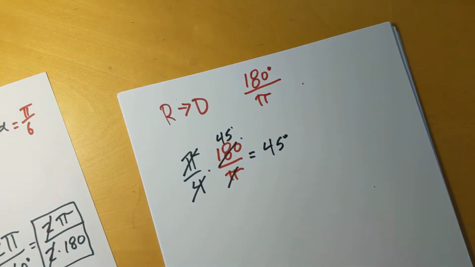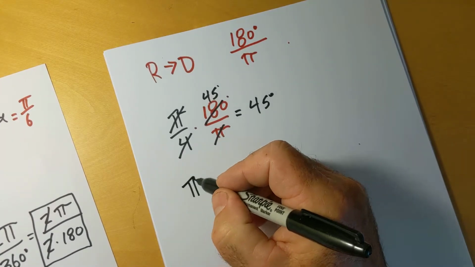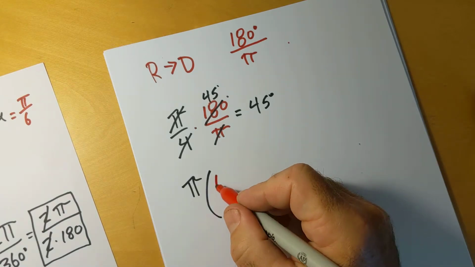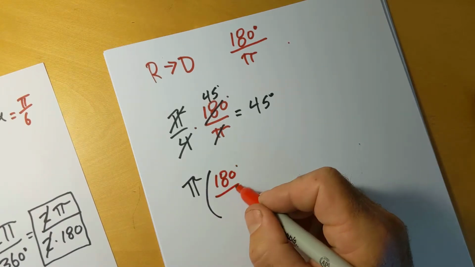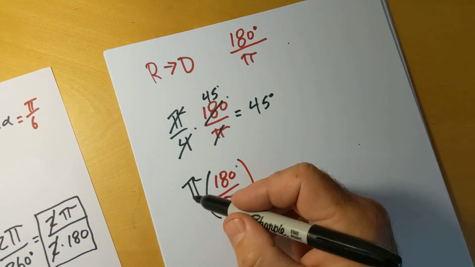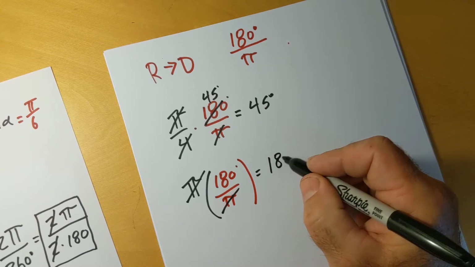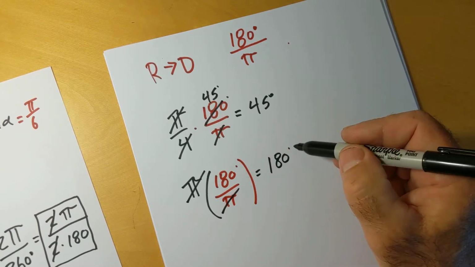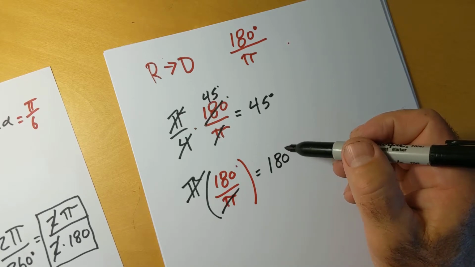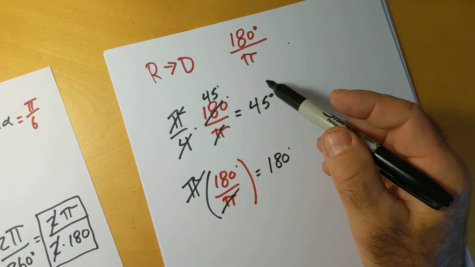Okay, let's say I just had a radian measure of pi. I multiply by the same conversion factor, 180 degrees over pi. My pi's cancel, and it gives me 180 degrees. I have to write that unit down every time because now I'm in degrees. Okay, so that's how I convert from radians to degrees.